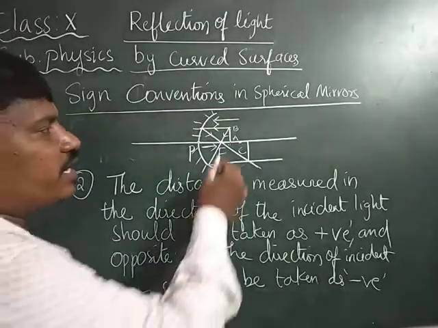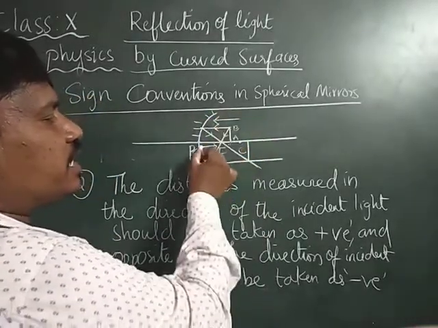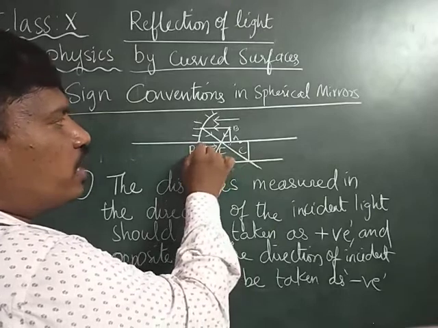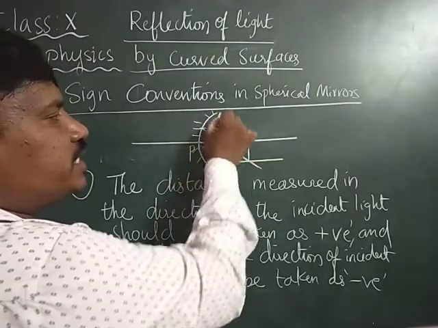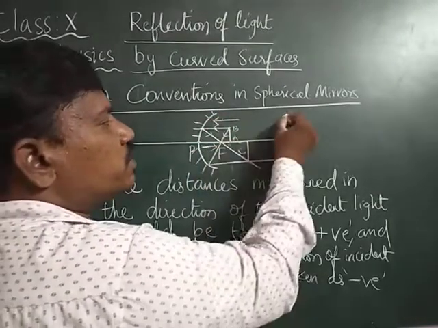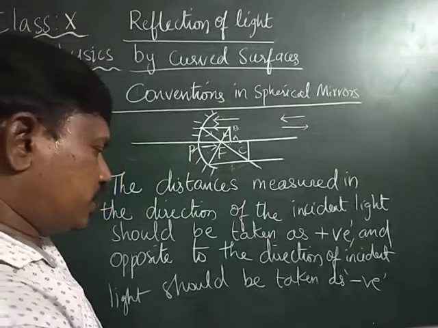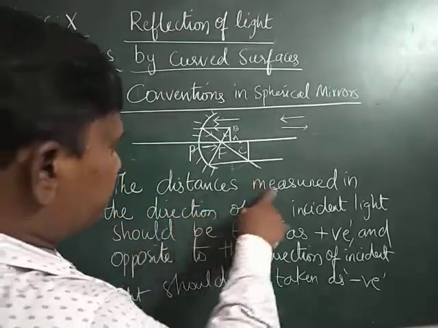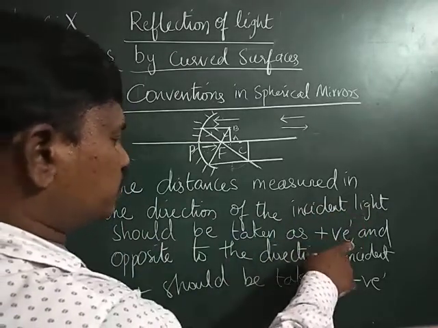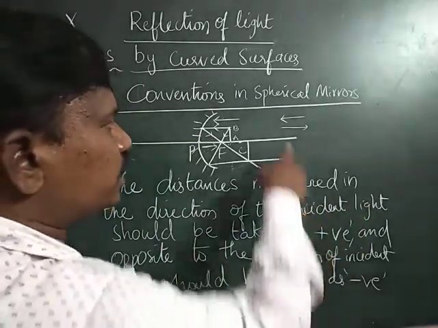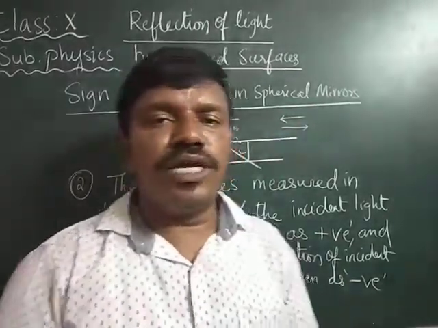Okay, here, this is the direction of the incident light. Compare the first rule and the second rule. The first rule is that we should measure from the pole. When we are measuring, are both the same or opposite? They are in the opposite direction. The distances measured in the direction of the incident light should be taken as positive, and opposite to the direction as negative. Here both are opposite to each other.